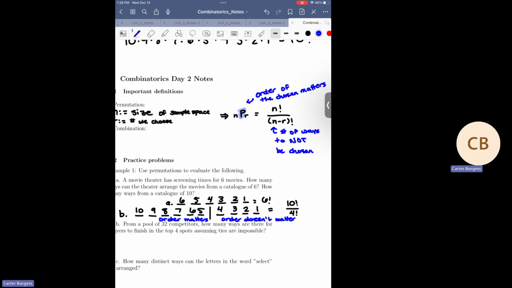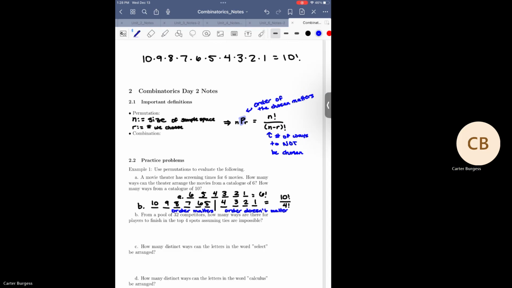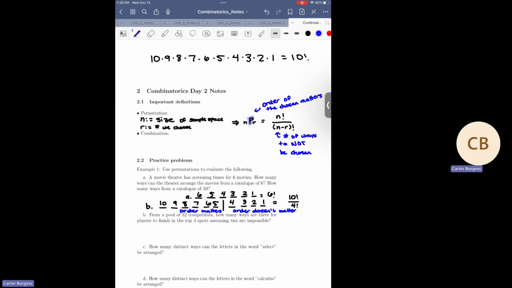All right, let's pause here. Questions on our permutation? What we're talking about here with permutations. No, so this is all going to be natural numbers.